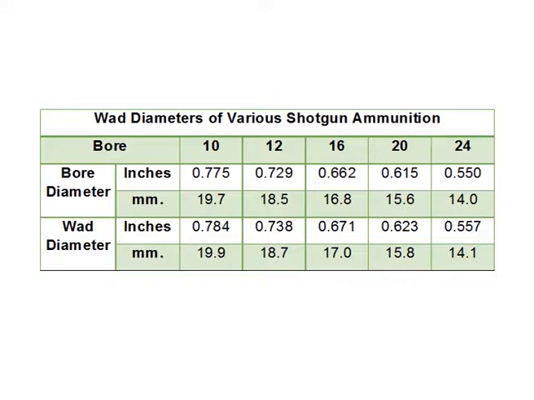For 16, the bore diameter is 0.662 inches and 16.8 millimeters, while wad diameter for the same is 0.67 inches and 17 millimeter respectively. For 20, the bore diameter is 0.615 inches and 15.6 millimeter, while wad diameter is 0.623 inches and 15.8 millimeter respectively. For 24, it is 0.550 inches and 14 millimeter, while wad diameter is 0.557 inches and 14.1 millimeter respectively.